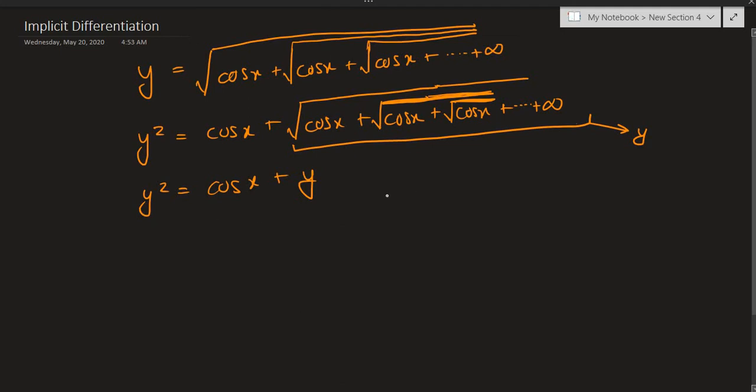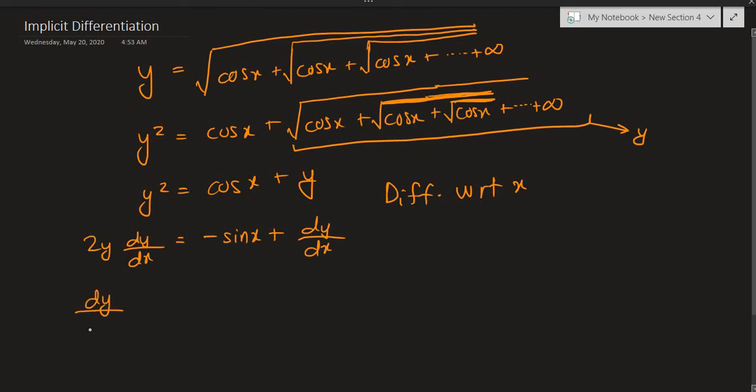So now let's differentiate with respect to x. This is really easy to differentiate now. So we have, if you differentiate this, you have 2y times dy over dx being equal to negative sine x plus the derivative of y with respect to x is nothing but dy over dx. Let's make that the subject of the equation. We have dy over dx times 2y minus 1 being equal to negative sine x.